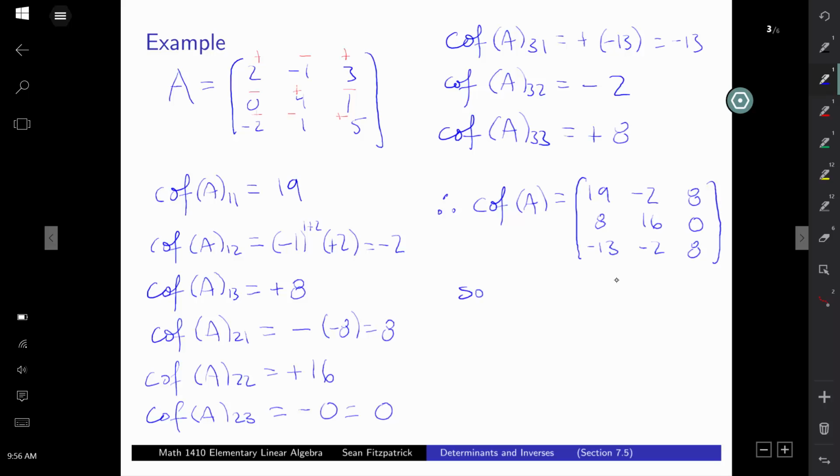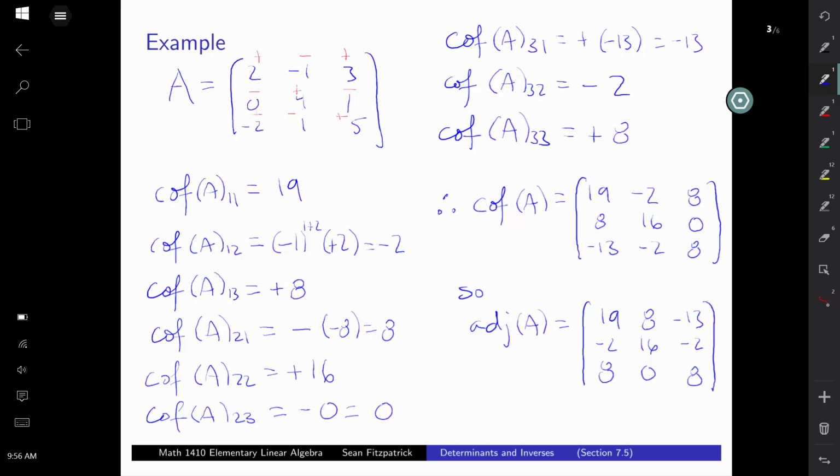And that means that the adjugate matrix is, so I take the transpose, 19, minus 2, 8. First row becomes first column, 8, 16, 0. Second row is the second column, minus 13, minus 2, and 8. Third row becomes the third column. And we've got our adjugate matrix.